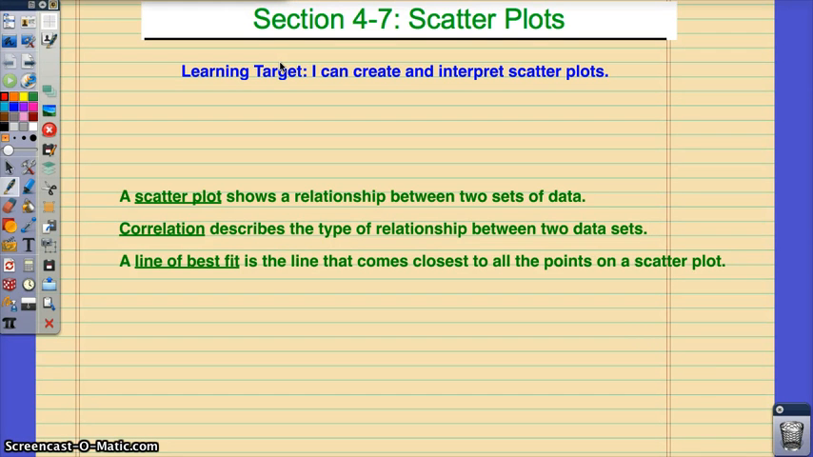A scatter plot is another great way to display some of the data that you may have collected. Scatter plots are those graphs that you see where there are points on a coordinate grid. Typically, we're talking about a real-world situation, so we're just talking about the first quadrant, and there might be some points that you're graphing. So a scatter plot shows a relationship between two sets of data.